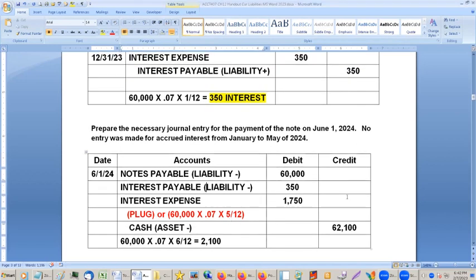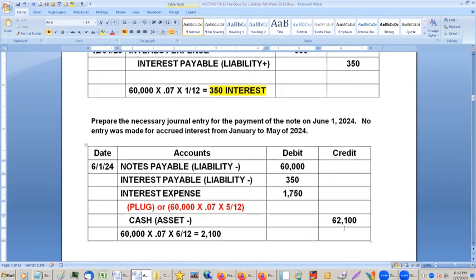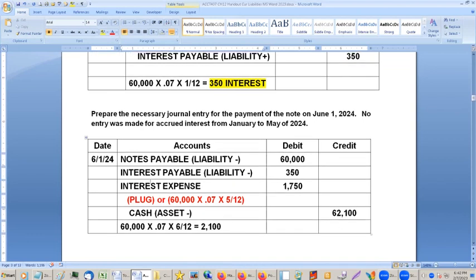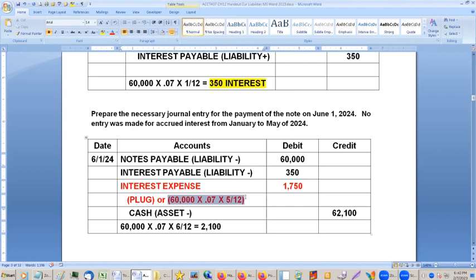Okay, is that what you guys got? That's what I got. Okay, all right. And then for this one, it's interest expense. You can either just plug the number, make the debits equal to credits, that's fine, and that's probably the quickest way to do it. You can also multiply it out, say, okay, in 2024, we had it for 5 months. January, February, March, April, May. So you could also multiply it out and just look at that 1750. But either way is fine.